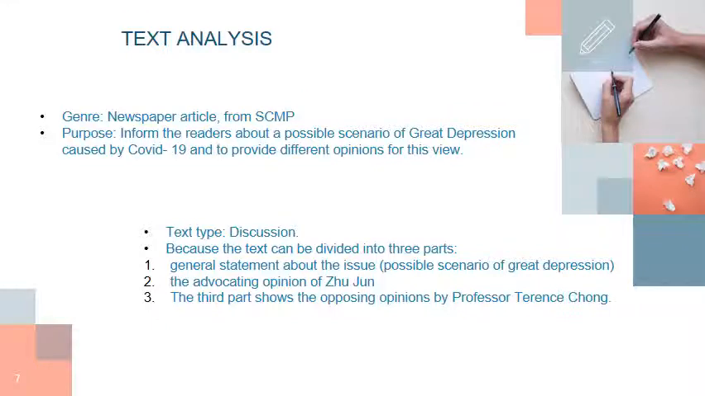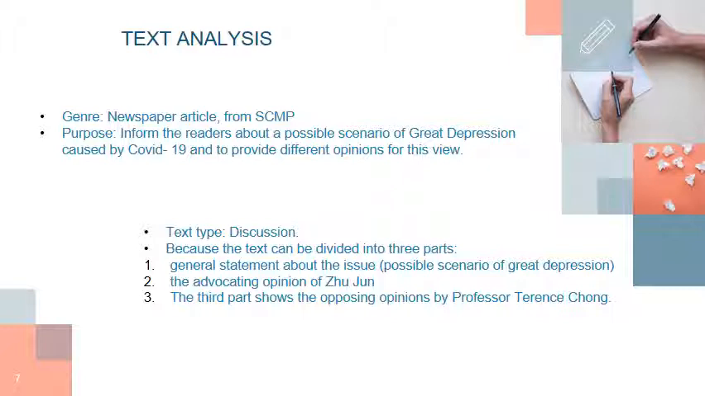Last but not least, we'll look at the text analysis. So for this part, I have chosen a newspaper article from the South China Morning Post, and their purpose is to inform the readers about possible scenarios of the Great Depression caused by COVID-19, and also to provide different opinions regarding this view. So the text type is, I think, discussion text.